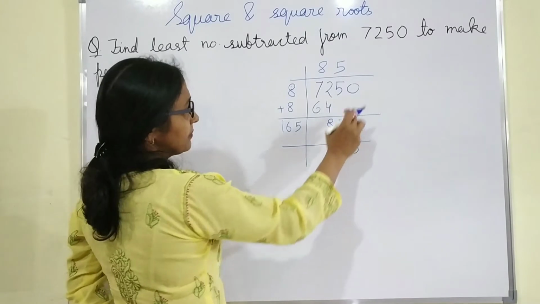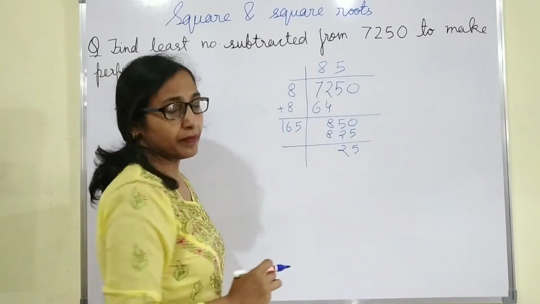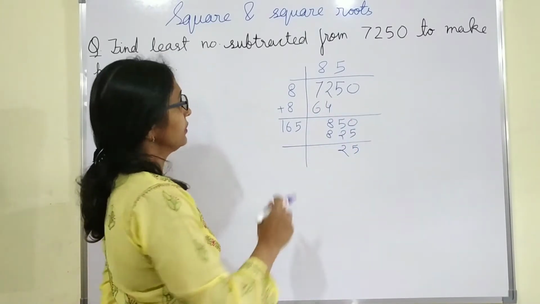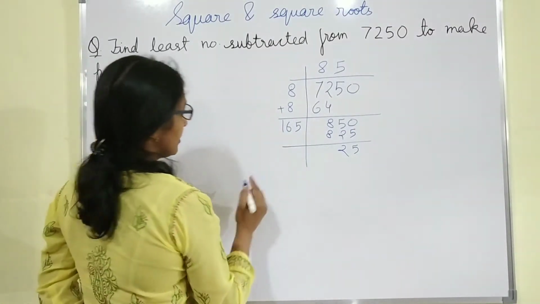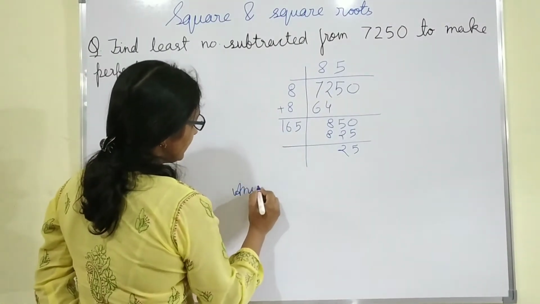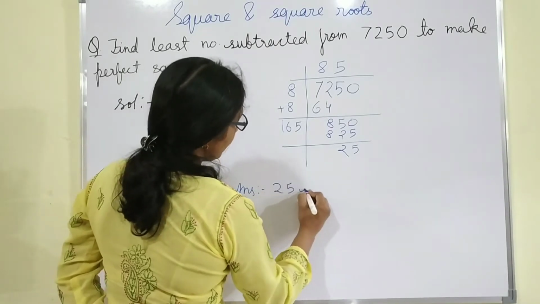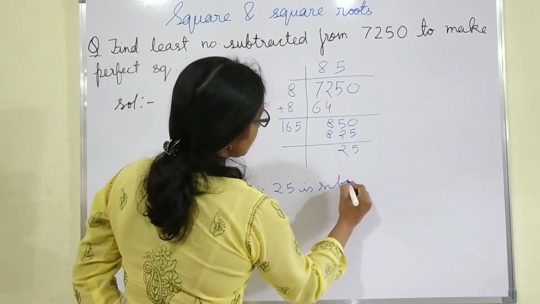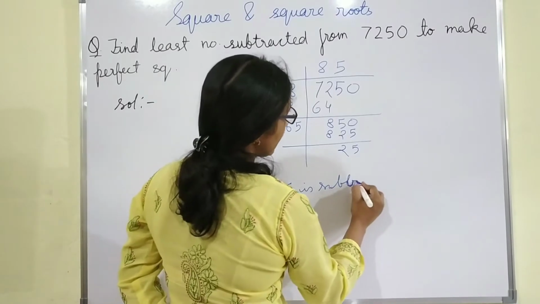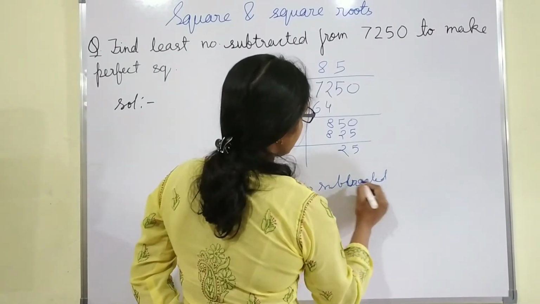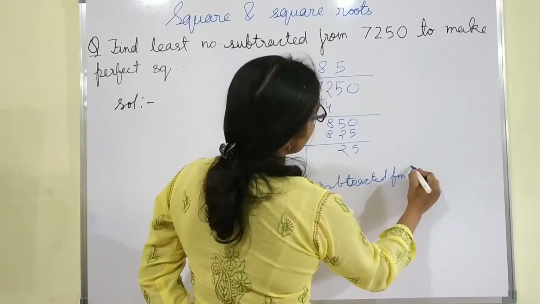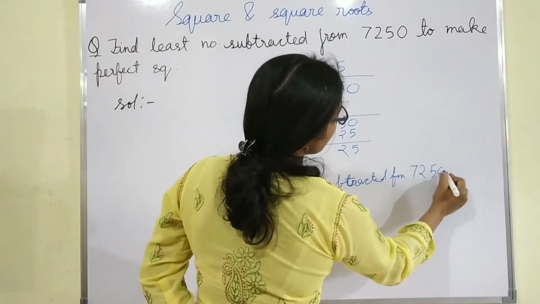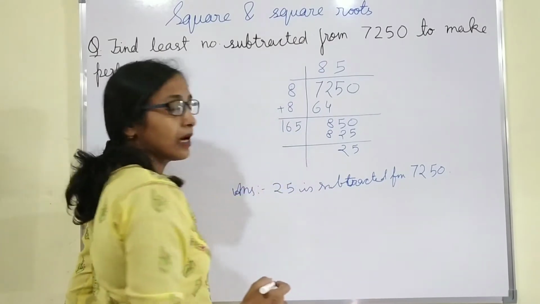If this 25 is subtracted from this number, it will become a perfect square. So your question is, what is subtracted from this number? So our answer will be 25 is subtracted from 7250. It's our answer.